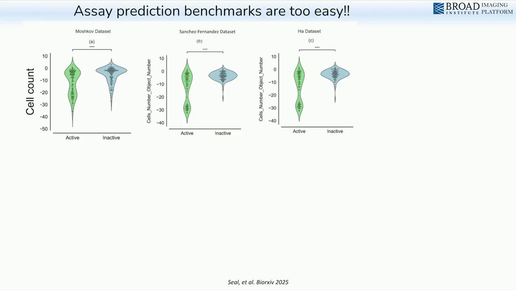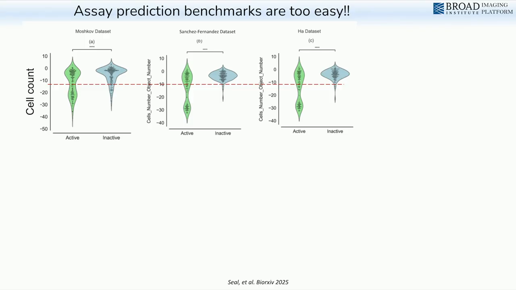That's the basic concept. I just want to give a cautionary note from more recent work where the assay prediction benchmarks that are out there are too easy. One of which we produced, Moshkov here, but then others coming from public PubChem data. What I want to point out is that in each of these benchmark data sets, the machine learning task is, can I distinguish compounds that are active from compounds that are inactive? And it turns out that cell count is confounded with activity in each of these studies, such that you can just draw a straight line. If a compound reduces cell count by some amount, it is much more likely to be an active compound than an inactive one. And that, of course, is not what people set up these benchmarks to be able to do.